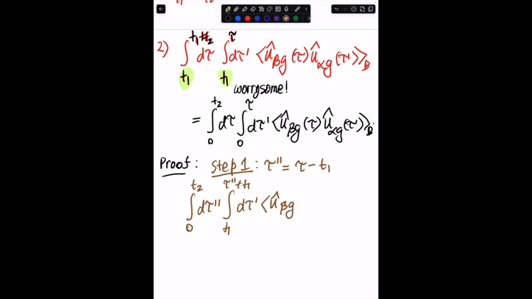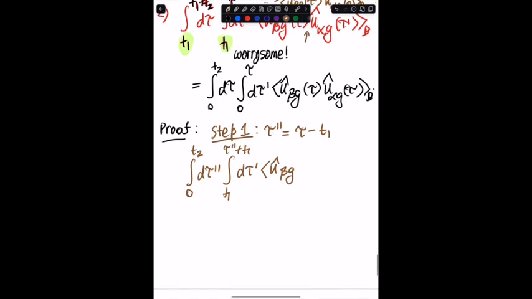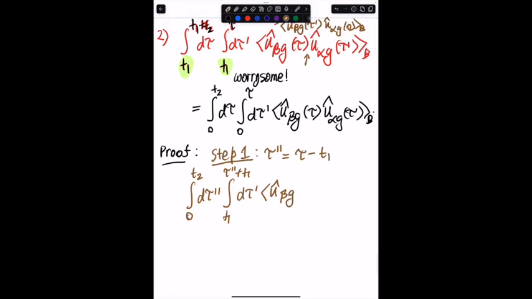We are going to write it this way, but you can also write it as u hat beta g tau prime, like how I previously told you, u hat alpha g 0. I think this will be easier to do the proof with, but I'm just going to stick with this for now. So you have u hat beta g tau, which is tau double prime plus t1, and then you have u hat alpha g tau prime.